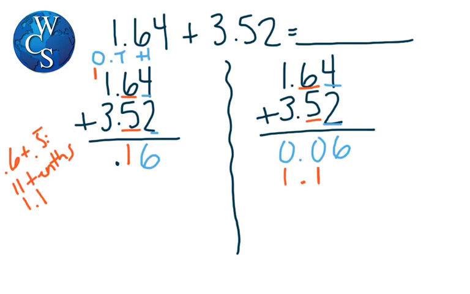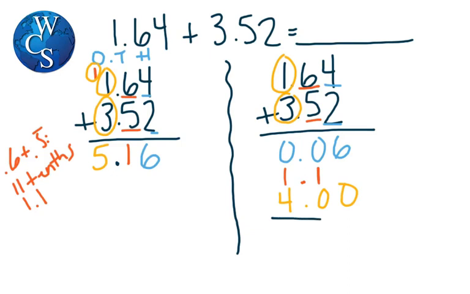Now I'm going to add up my ones column. In the standard algorithm strategy, I have 1 plus 1 plus 3. That gives me 5. So my answer is going to be 5 and 16 hundredths. For the partial sums, I have 1 plus 3, which gives me 4.